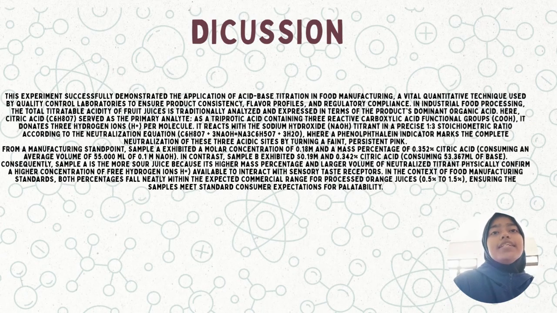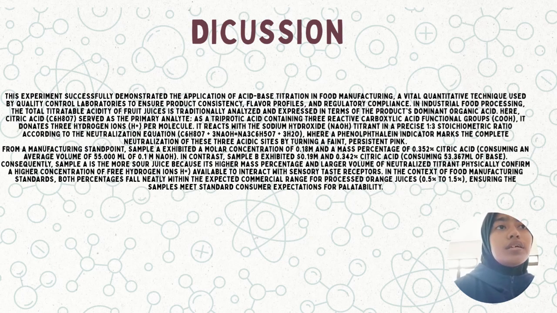Now we talk about the discussion. This experiment successfully demonstrates the application of acid-base titration in food manufacturing, a quantitative technique used by quality control laboratories to ensure product consistency, flavor profile, and regulatory compliance. In the food processing industry, the total titratable acidity of fruit juice is traditionally analyzed and presented in terms of the product's dominant organic acid. Here, citric acid serves as the primary analyte.